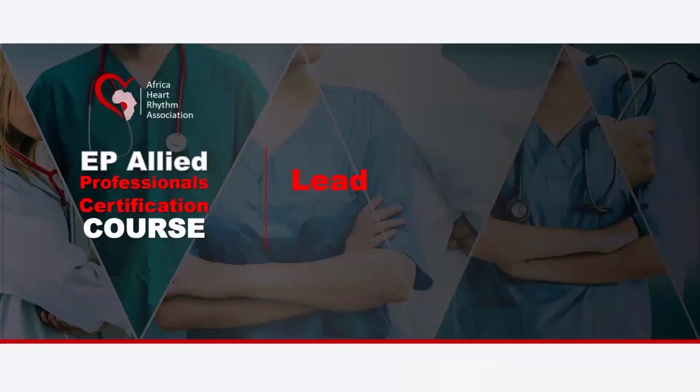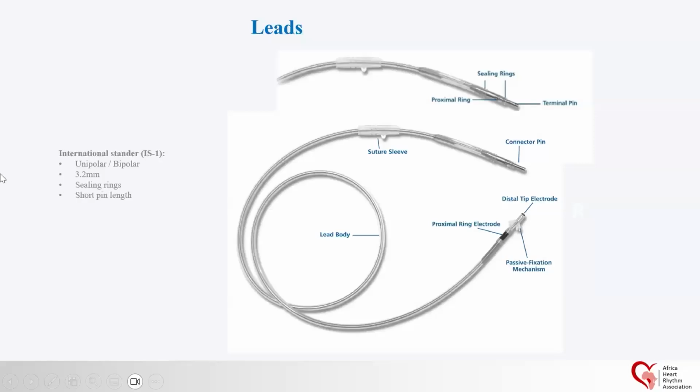Now we will see the different types of leads that we have actually in the market. For the leads, we have the tip of the lead, and we have the ring. That means the bipolar lead, which means two electrodes. And here we have the fixation, and we have two types of fixation: passive fixation and active fixation.